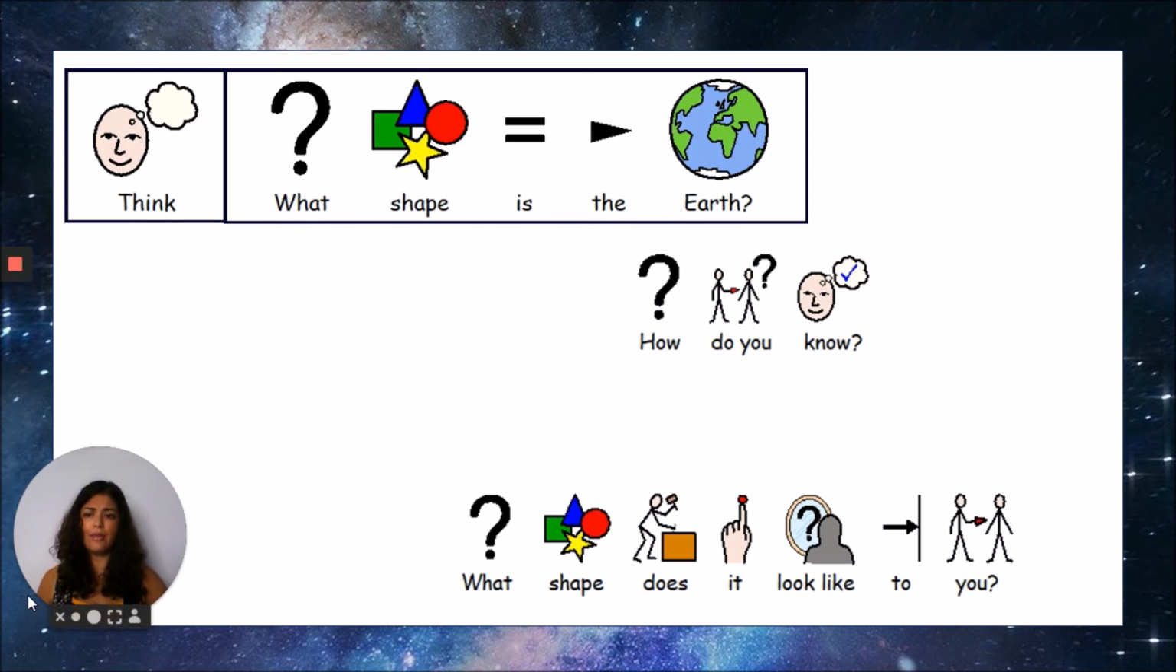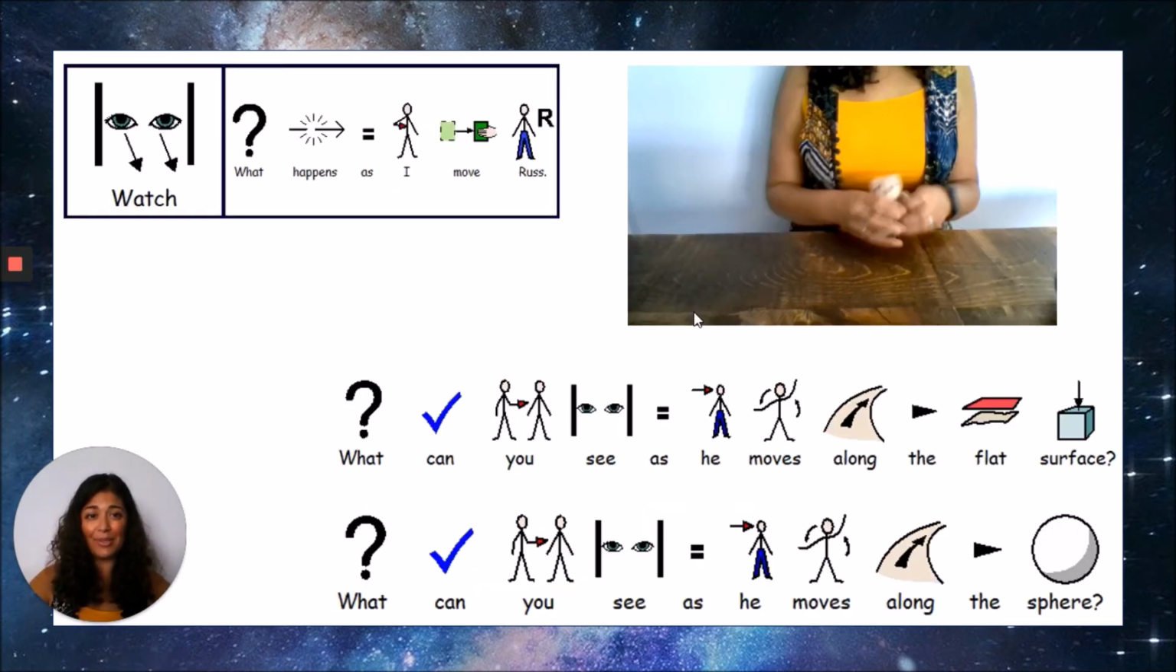Let's think about it. Okay, so let's watch what happens in this video as I move my teddy Russ along the table and along a sphere. Okay, so he's going to move away from the camera in each part. Let's see what happens and if it gives us any evidence about the shape of the Earth.